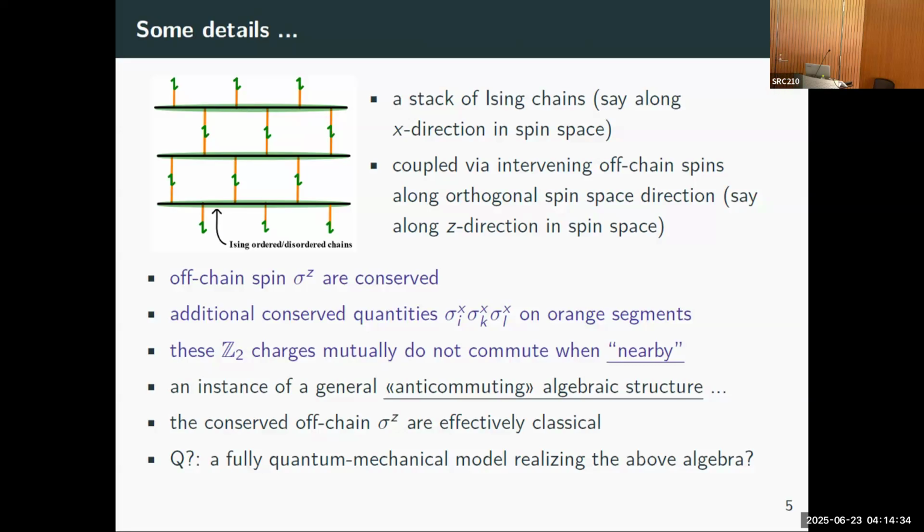But one might say, from a model construction point of view, there's a somewhat unsatisfactory point on this, which is that because the sigma Z on these in-between sites are conserved, therefore, they are effectively classical degrees of freedom. And thereby, you might ask, is there a way of realizing this kind of an algebra in a fully quantum mechanical setting? That's how I arrived at it.